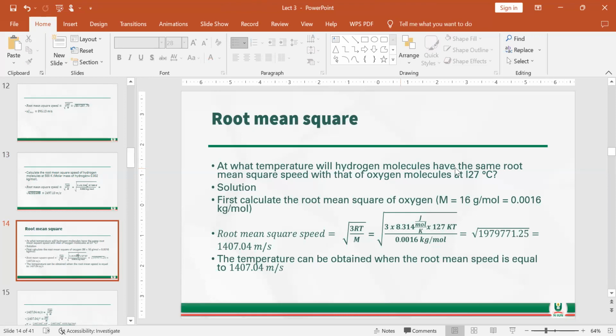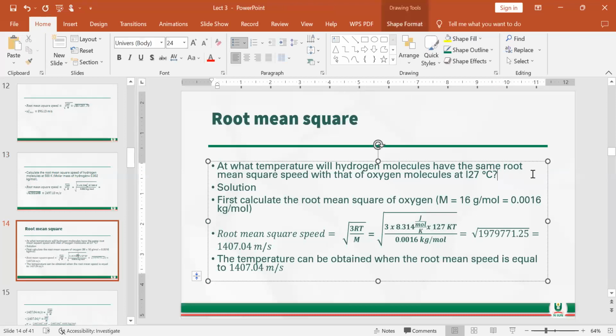At what temperature will hydrogen molecule have the same root mean square speed as that of oxygen molecule at 127 degrees Celsius? This question calls for understanding. So what is happening here is that you first calculate the root mean square speed of oxygen. At what temperature would the hydrogen molecule have the same root mean square speed as oxygen?